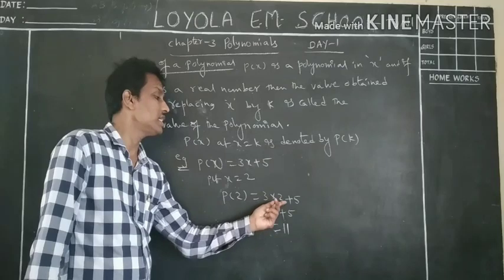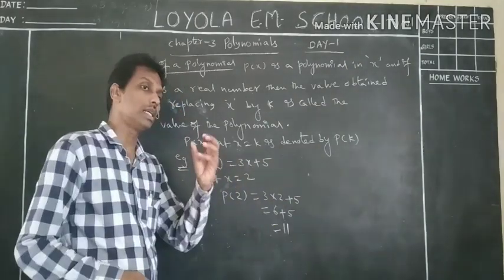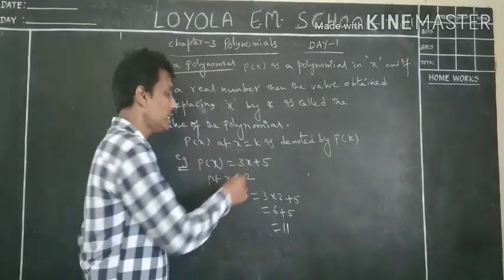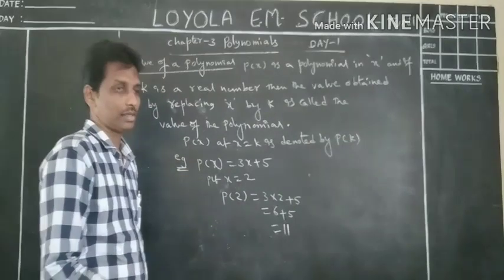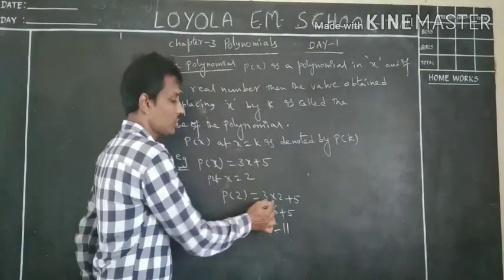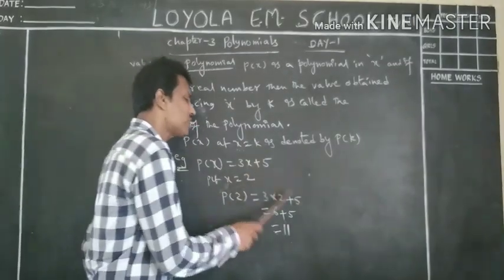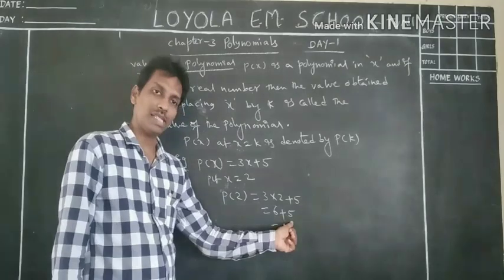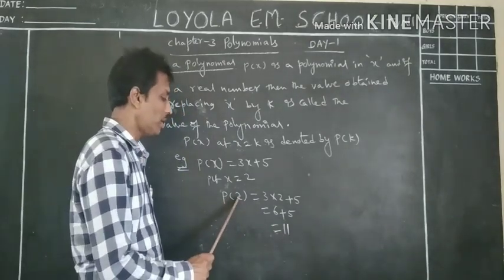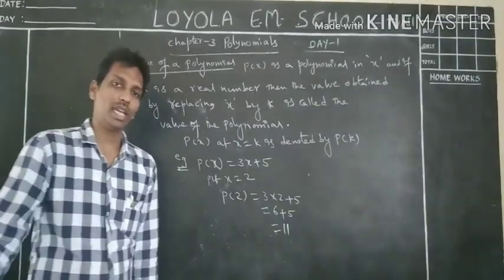How does this value change here? 3x, here what algebraic identity is used here? 3x means it is nothing but 3 into x. Both are multiplying here. So that is the case, instead of x I am writing 3 into 2 plus 5 is usual. 3 2s are 6 plus 5. Now the value of p of 2 becomes 11. Is it clear to all? Okay.